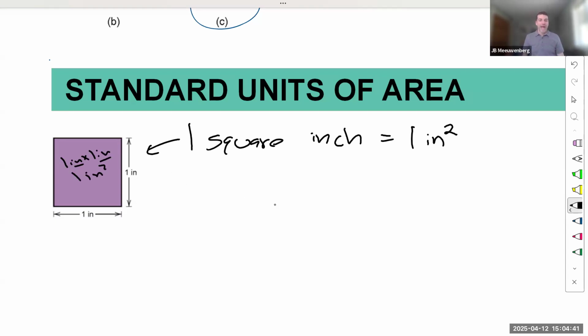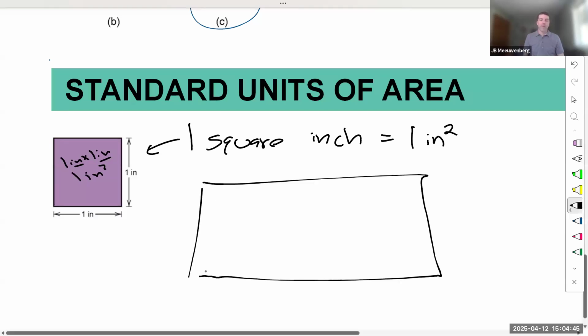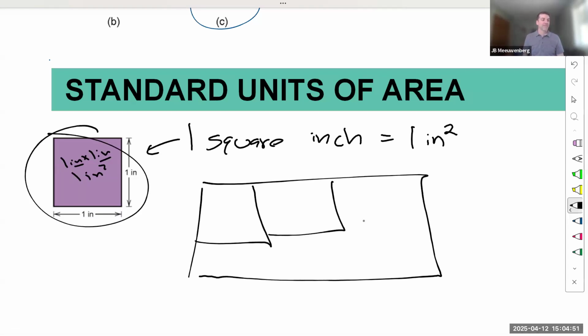And so if we had some sort of figure and we wanted to know its area, we would take these and just start duplicating them on this figure and see how many it would take to cover it.